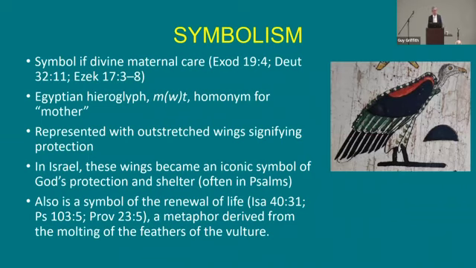In Egypt, they're typically shown with outstretched wings, signifying protection. In Israel, these wings are an iconic symbol of God's protection and shelter. We find often in the Psalms, "under your wings." We're under God's wings. That's the image of the vulture. It's also a symbol of renewal of life. This comes from the molting of the feathers; then the new feathers are produced. That represents renewal of life, renewal of hope.